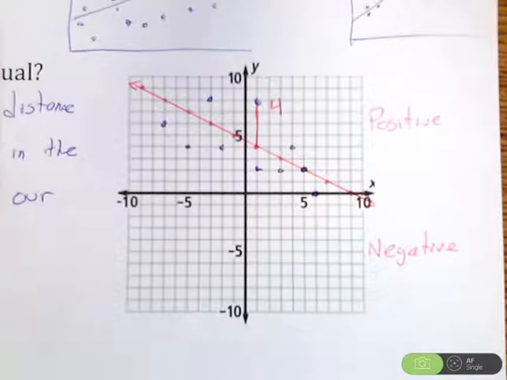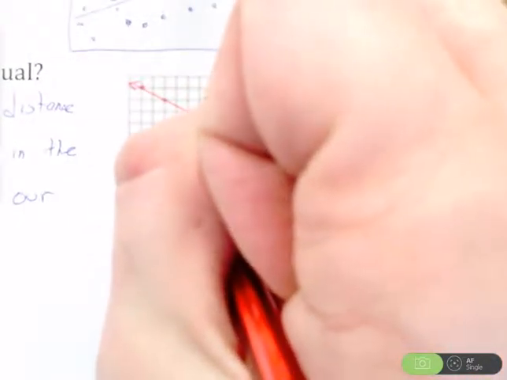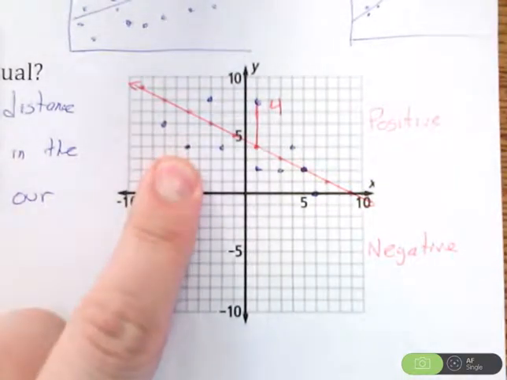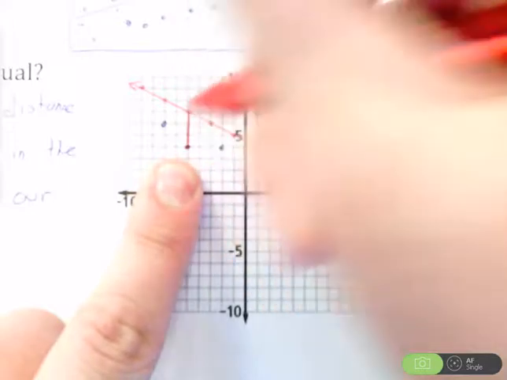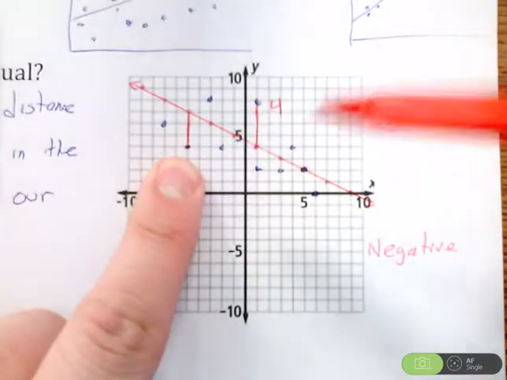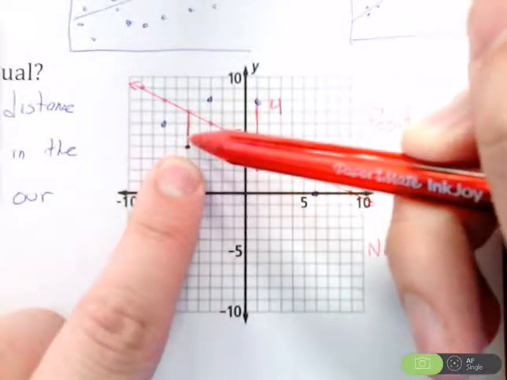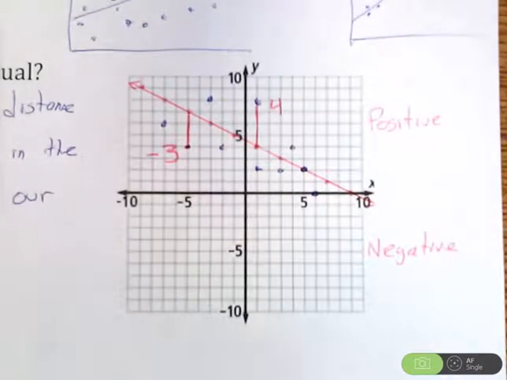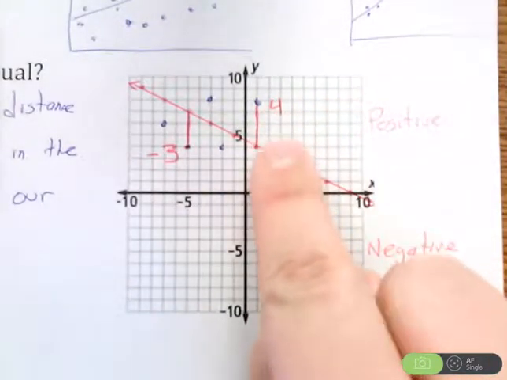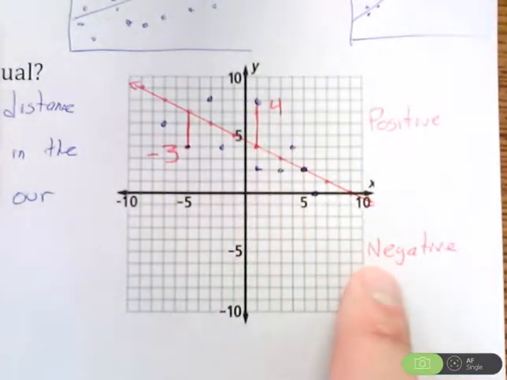I could do this for another point. How about this point over here? Again, it's the vertical distance, a vertical line, and all you do is count the distance: 1, 2, 3. But since we're below the line, the residual is -3. So for points above the line, you count the distance and it's positive. For points below it, you count the distance and it's negative.